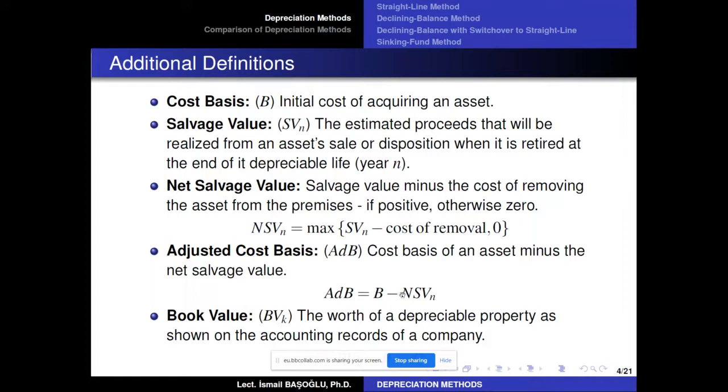Now, by subtracting the net salvage value at the end of n years from the cost basis, which is the initial cost of acquiring an asset, you calculate the adjusted cost basis. So that is basically the cost basis of an asset minus the net salvage value.